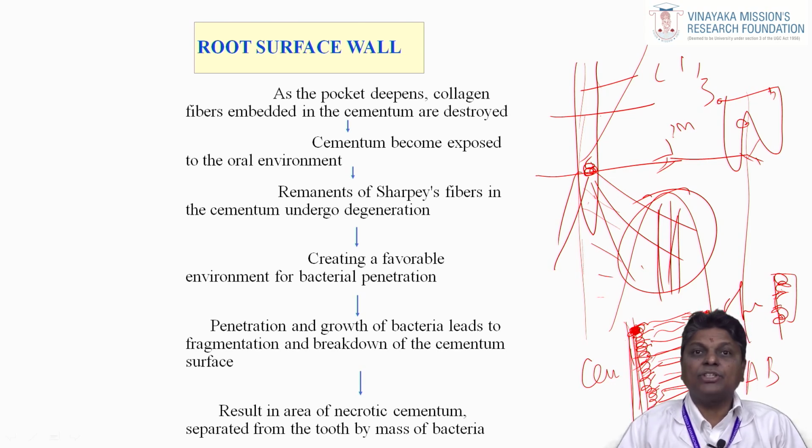These are the points you have to mention, and that's the reason why in the mixed dentition period, an implant can't be done. The tooth can't migrate because the periodontal ligament, the Sharpey's fibers, are not attached. This is a very important point. You have to keep the clinical application in your mind. Now we are coming to the root surface wall. As the tooth pocket deepens, the collagen fibers embedded in the cementum are destroyed. I told you what I told you.